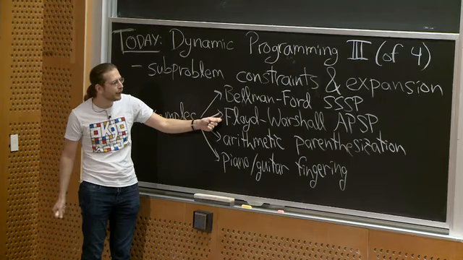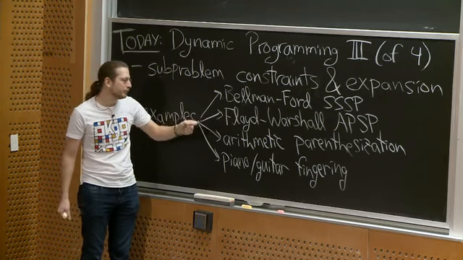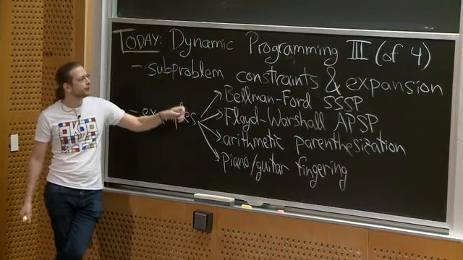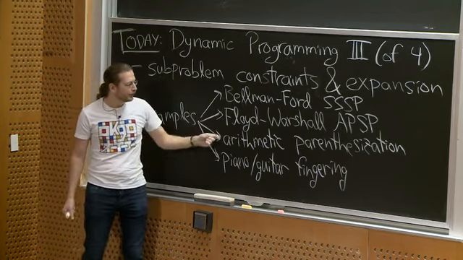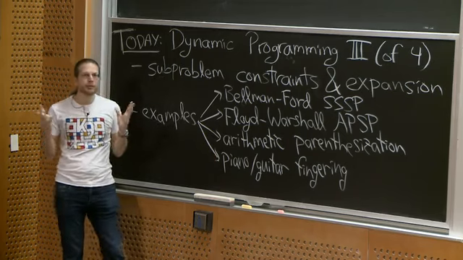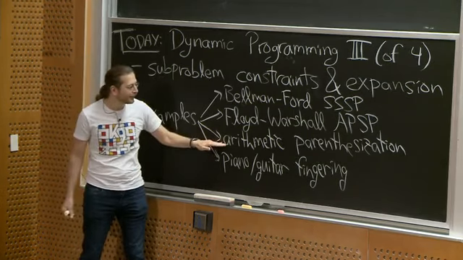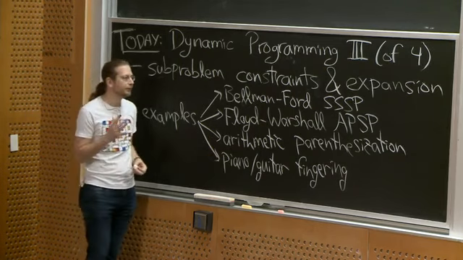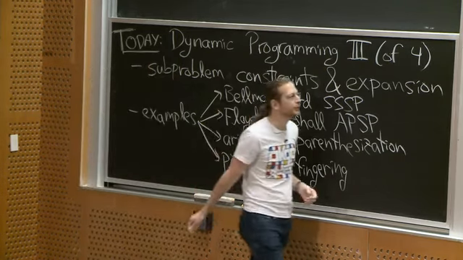All right, then we'll go to all pairs shortest paths. We'll see a new algorithm for that. That's not asymptotically any better, but it's nice and simple, and another cool way to see subproblem expansion. And then we'll look at a couple of practical problems: parenthesizing arithmetic expressions, and a real-world problem, piano and guitar fingering. So assigning a fingering to how to play a piece.